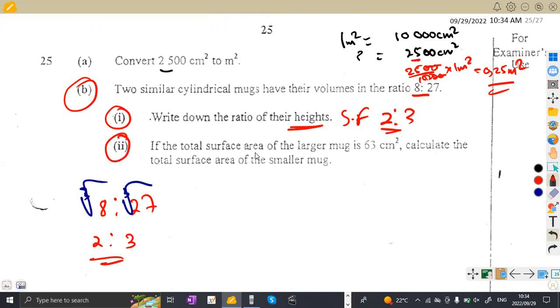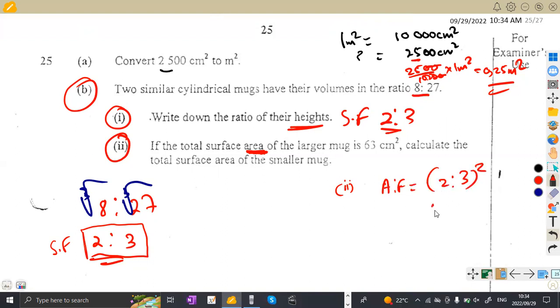Then take note on item 2. If the total surface area, take note, what are you given now? You are now given area. So before you answer the question, you must find the area factor from this scale factor. Remember, area factor is equal to scale factor squared. So our area factor is going to be 2:3 squared, which is 4:9. So the larger mug has got an area of 63, and this is the larger area of 9.